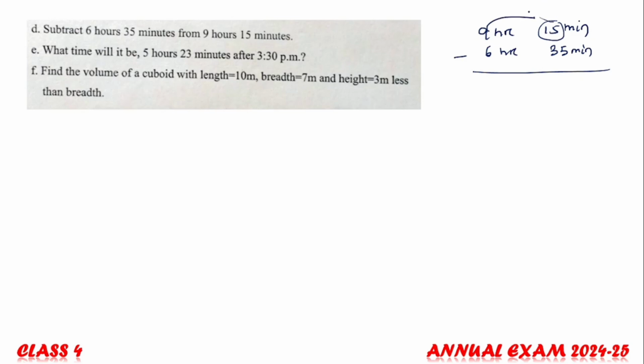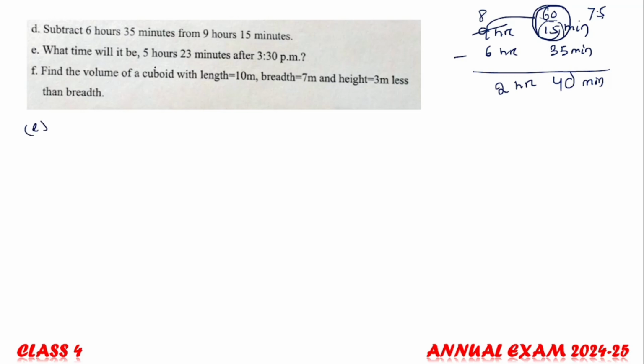So tell me, 1 hour equals how many minutes? That is 60 minutes. Now we subtract from this, that is 35. So 60 plus 15 means 75 minus 35. So 5 minus 5 is 0, 7 minus 3 is 4 tens, that is 40 minutes. Now here is 8. So 8 minus 6 is 2 hours. So the answer is 2 hours and 40 minutes. Next.